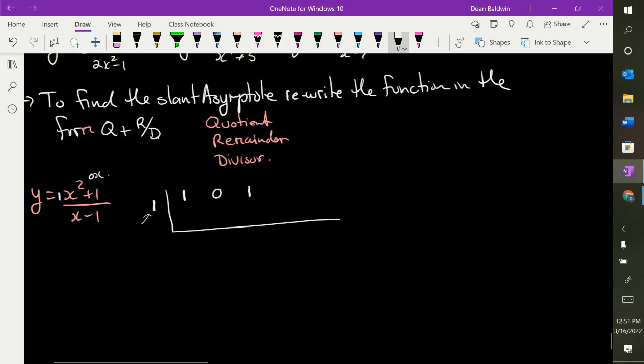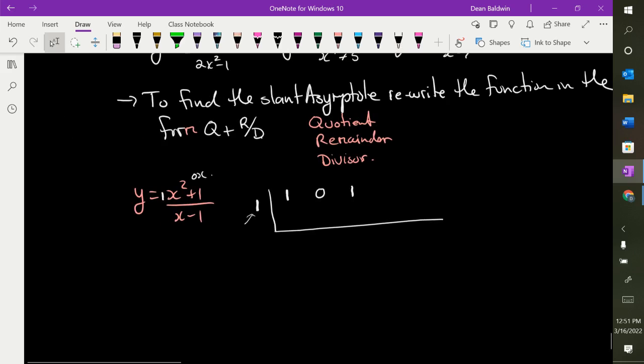Now, in synthetic division, I'll show you it in long division in a sec if people like that better. You drop the 1 down. You just bring it down. Boom. And then you multiply by this one here. 1 times 1 is? 1. And you add those two together. You're always adding in synthetic. 0 and 1 is? 1. 1 times 1 is? 1. You get a remainder of 2. That last number is your remainder.